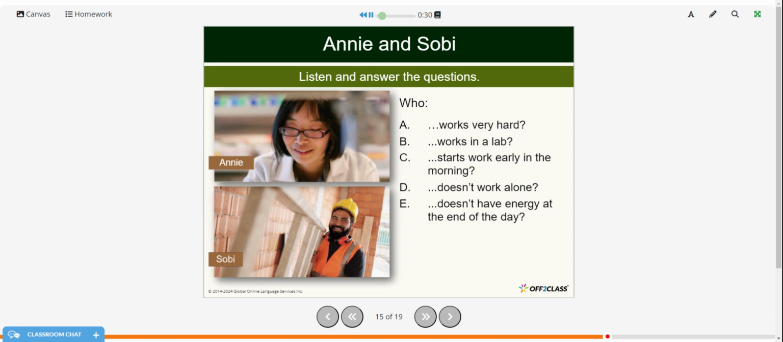I am a scientist. I work in a lab and do research at a university. I work very hard because I hope that one day my research can help people with cancer. I am a construction worker. I work with a team of other people to build houses. I start work at 6 a.m. and finish around 3 p.m. I'm usually very tired at the end of the day.